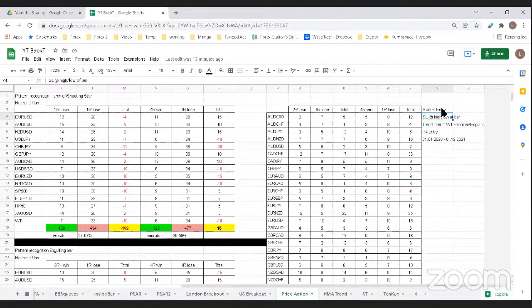Right, it's just 5 lines. Most of my testing is done using market entry. Stop loss is usually at the high or low of the bar. Should be pretty easy to understand.